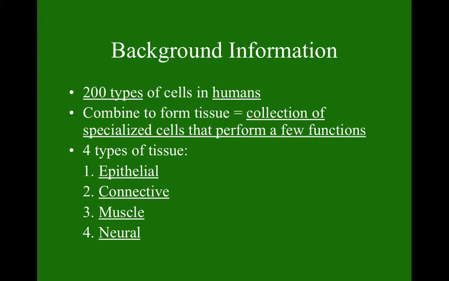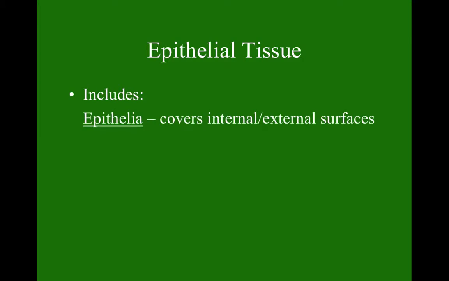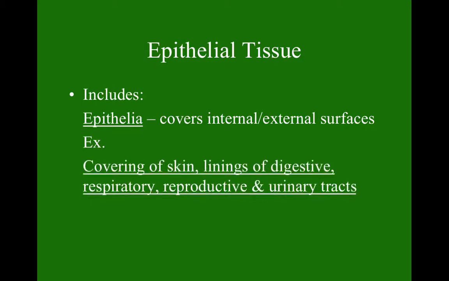In this section we're going to talk about epithelial tissue first, and go through its different functions. And then in the next section we'll talk about how we classify epithelial tissue. So epithelial tissue includes things like epithelia. There's true epithelia, which covers our internal and external surfaces of our bodies. So the covering of the skin and linings that are exposed to the outside. This would be our digestive tract, our respiratory tract, our reproductive, and our urinary tracts.